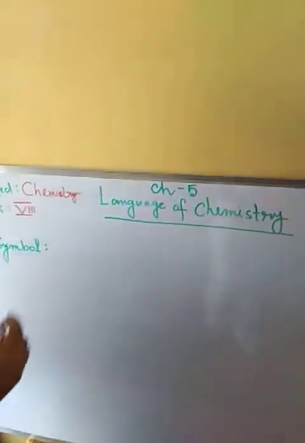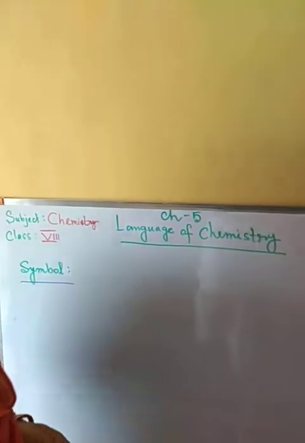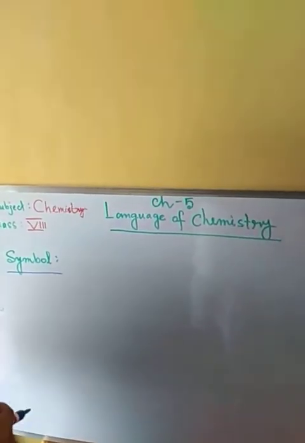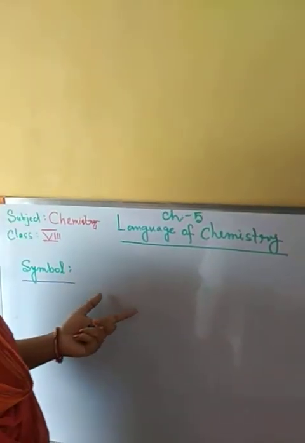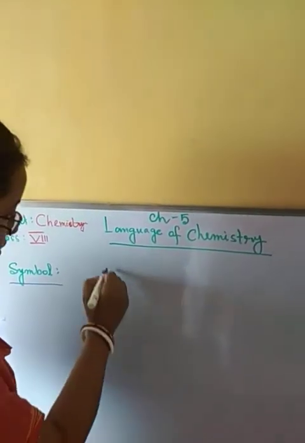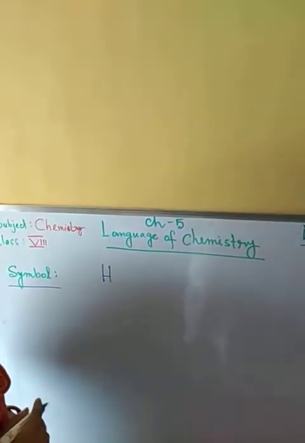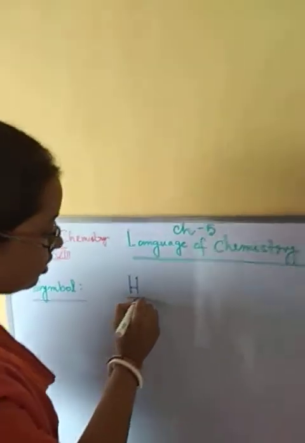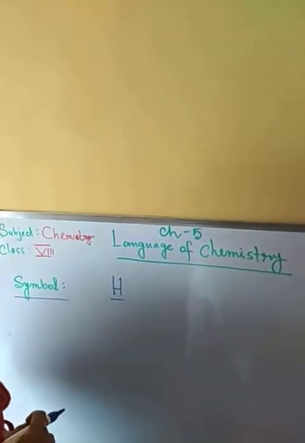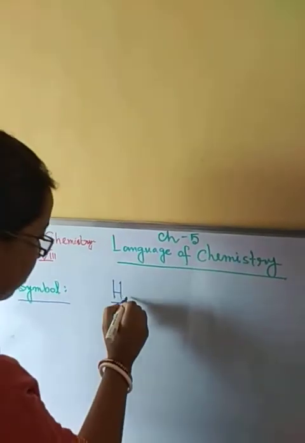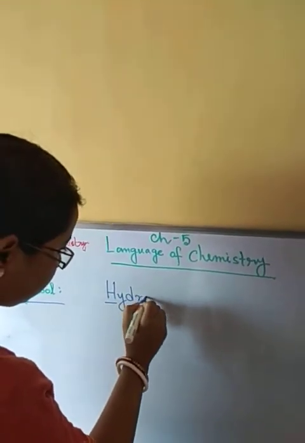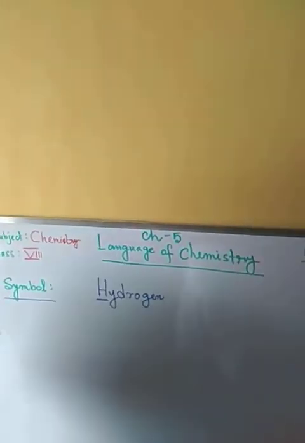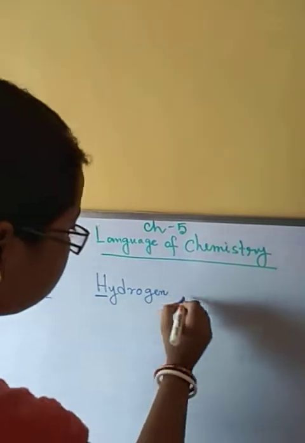Language of chemistry. This is chapter 5. First of all, we will be doing a quick recapitulation of the symbols of elements. We know symbol is the abbreviation of the full name of an element. Everywhere we cannot write the full name of the element, so we have to use the symbol, and generally the first letter of the element we take as the symbol of the element. Like for hydrogen, hydrogen starts with the letter H, so H will be the symbol of hydrogen.